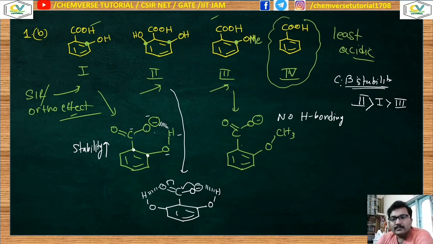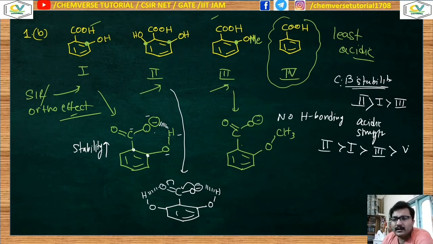So this is the conjugate base stability: 2 greater than 1 greater than 3. Here, apart from the steric inhibition of resonance or ortho effect, hydrogen bonding plays a very important role. Due to this factor, if the conjugate base stability increases, automatically the acidic strength increases. So acidic strength will follow the order 2 greater than 1 greater than 3. And 4 obviously will be least acidic because no ortho effect is operating. Clear? So this is the case of option B.